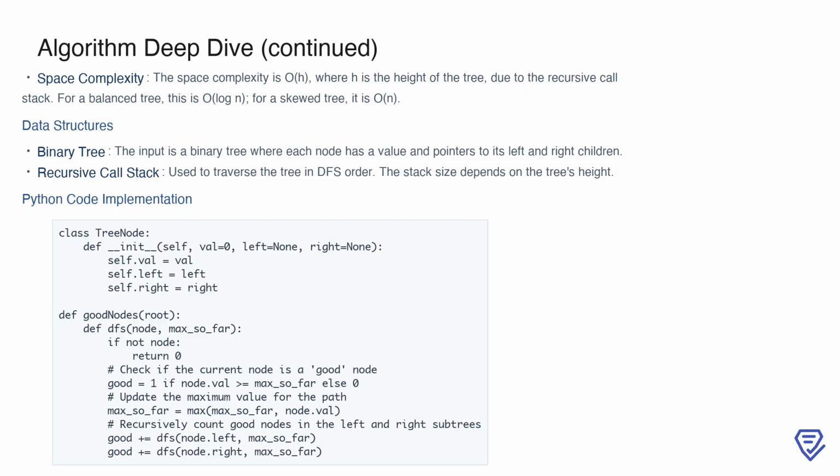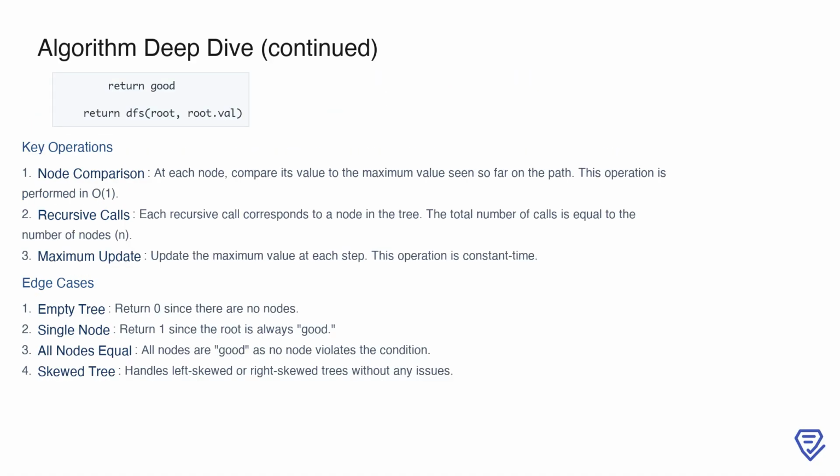We then update the maximum value for the path to be the larger of the current node's value or the maximum so far. Finally, we recursively count the good nodes in the left and right subtrees, passing along the updated maximum value. After the recursive calls on the left and right subtrees, we combine their results, along with the count for the current node, and return the total count. This process continues until all nodes in the tree have been visited. The function goodNodes initiates the process by calling the DFS function on the root node, using the root's value as the initial maximum.